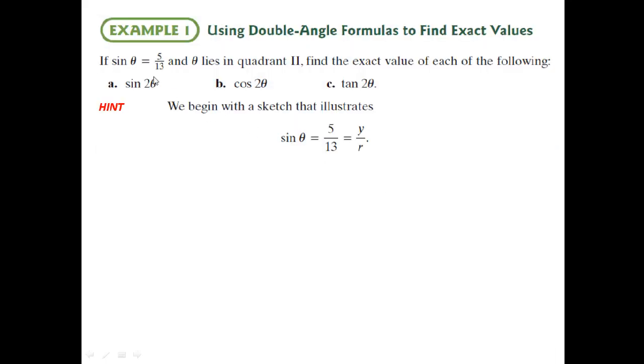Alright, now if we have sine theta equal to 5/13, and theta lies in quadrant 2, find the exact value of each of the following: sine 2 theta, cosine 2 theta, and tangent 2 theta. Now here's a hint. We're going to begin with a sketch that illustrates that sine theta equals 5/13, which is y over r.